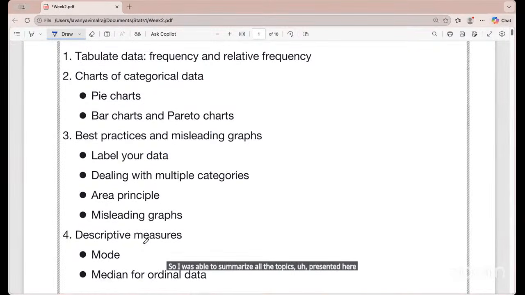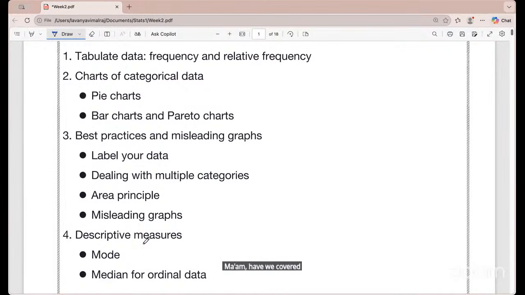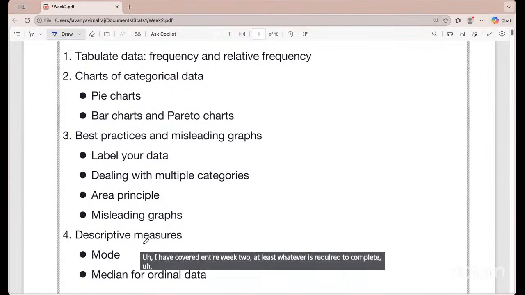Are there any doubts in the topics we have discussed today? Ma'am, have we covered the entire week 2 content, or is there any more to cover? I have covered the entire week 2, at least whatever is required to complete the problems from week 2.